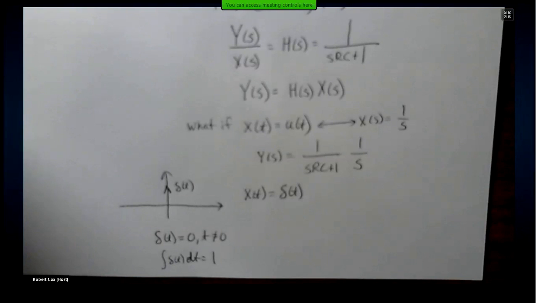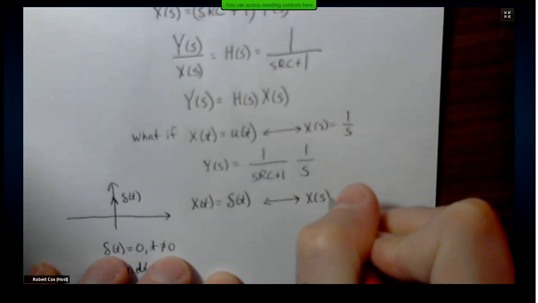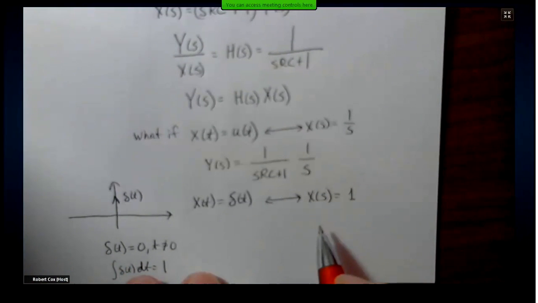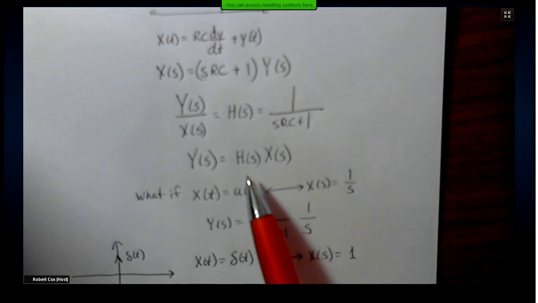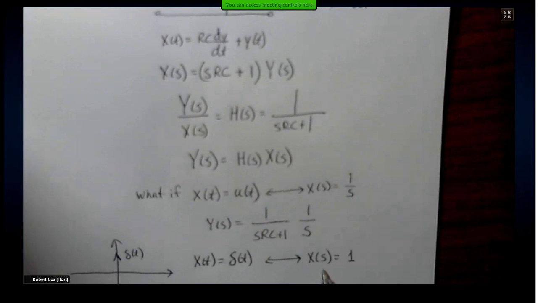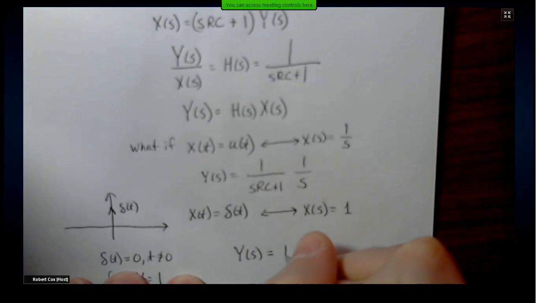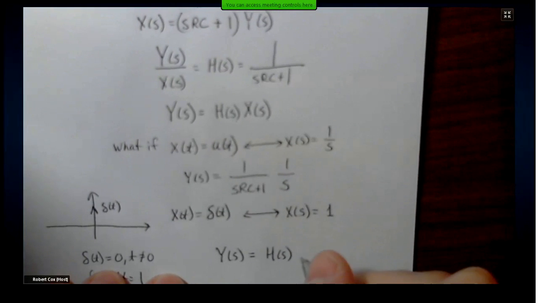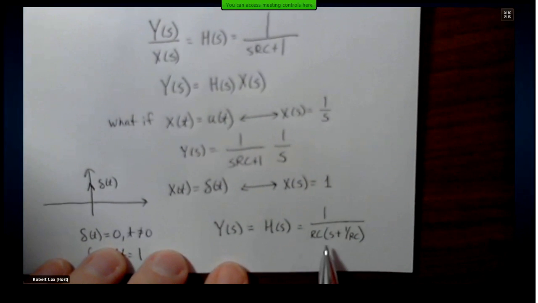All right, the basic idea is if that's my input, we say that x of s is equal to 1. We worked that out. Its Laplace transform is just 1. So if I go back to this picture, say for this circuit, and my input was an impulse, then my output is just h of s in that case, which for this guy is this. That's very easy for me to inverse Laplace transform.